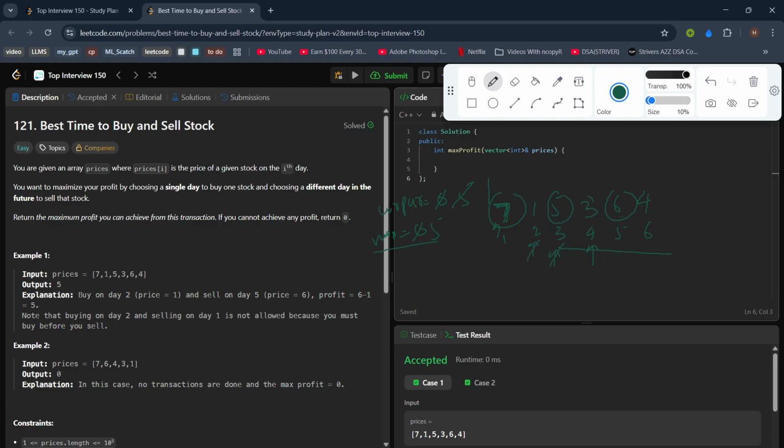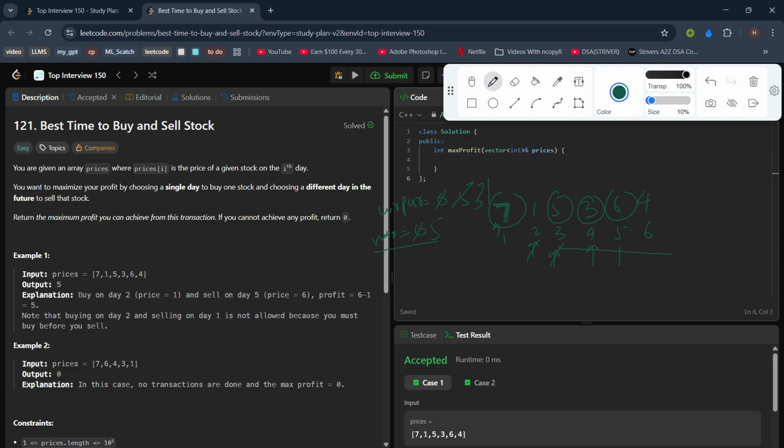So we see that our buying price is 3, and after that the maximum after the fourth day is at the fifth day, which is 6. So 6 minus 3, current profit will become 3, but our maximum will not change because 5 is greater than 3.